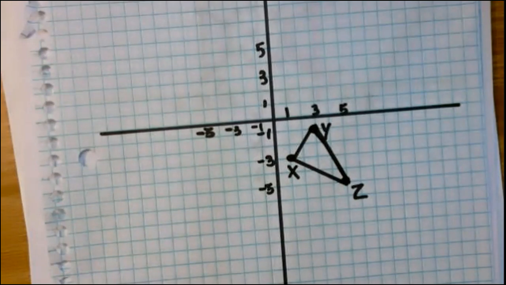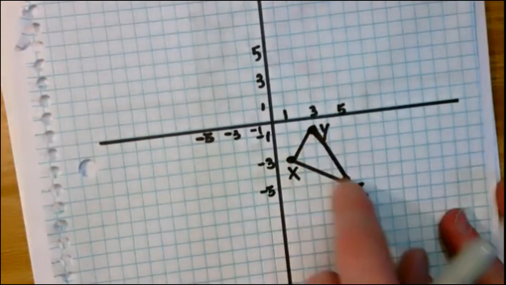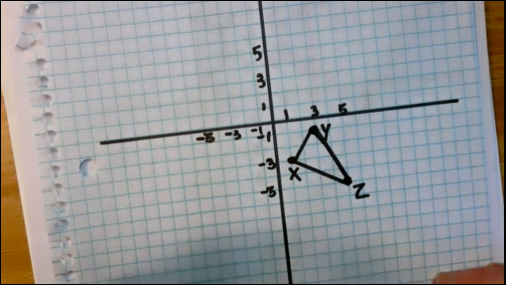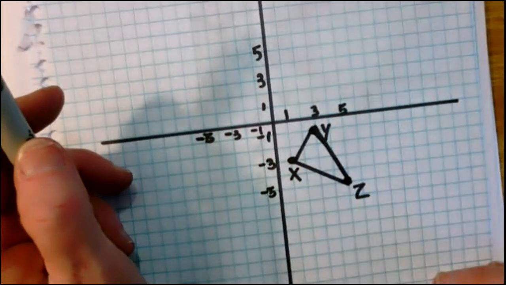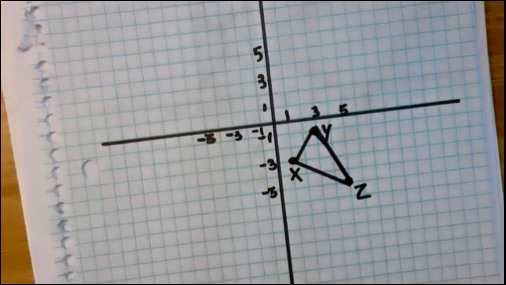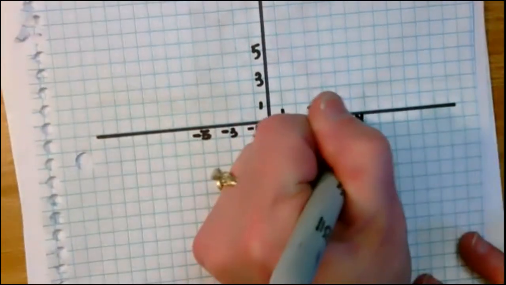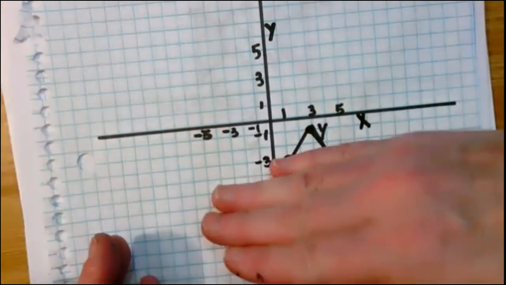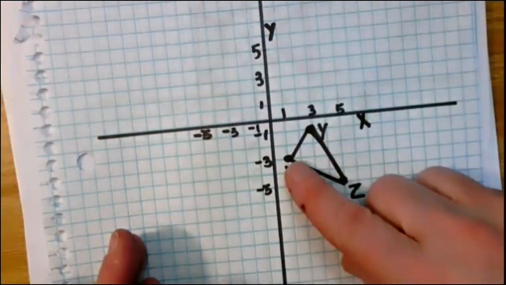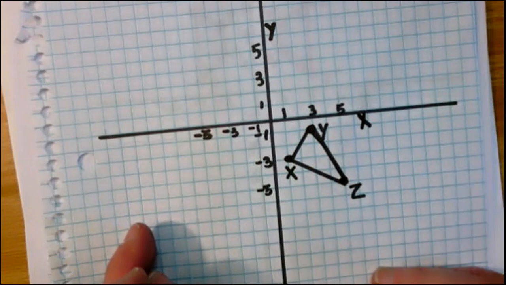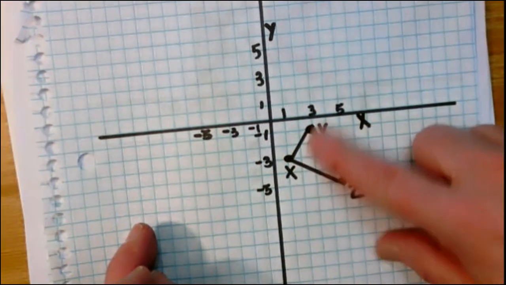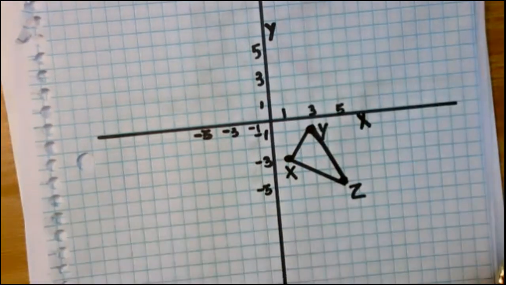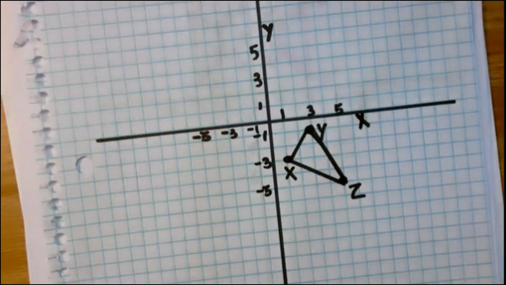This is example 1 from your book. And you'll notice I have triangle XYZ, and the book says to do a reflection across the x-axis. Which one's the x-axis? That one, right? And this is Y. So we're going to go from here to there. How do I do it? I take each vertex, make it the same distance from the x-axis on the top as it is on the bottom. So let's take point Y.